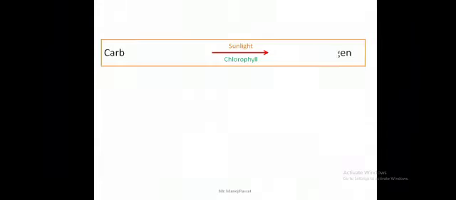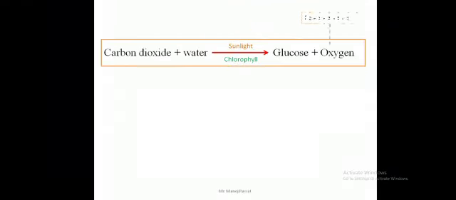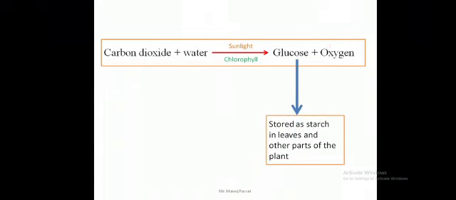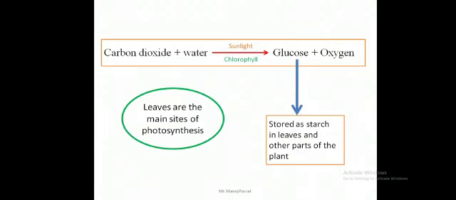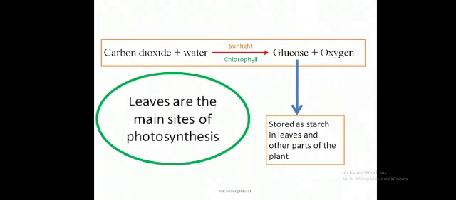Now we will see the reaction that is taking place. Now this reaction takes place in the presence of sunlight and chlorophyll. Carbon dioxide plus water comes together and we get glucose plus oxygen. Now this oxygen is released into air, whereas the glucose is stored as starch in leaves and other parts of the plant. Remember, leaves are the main sites of photosynthesis. You should always remember this. Leaves are the main sites of photosynthesis.